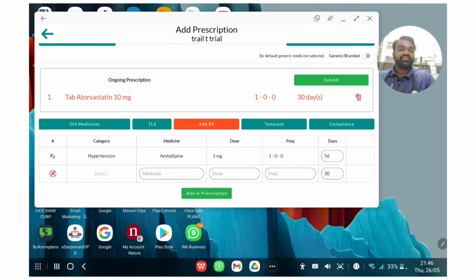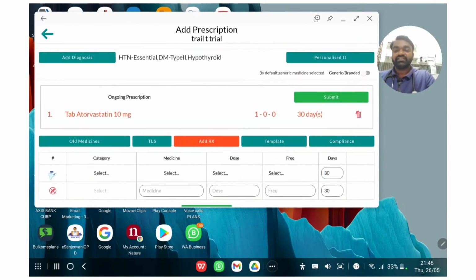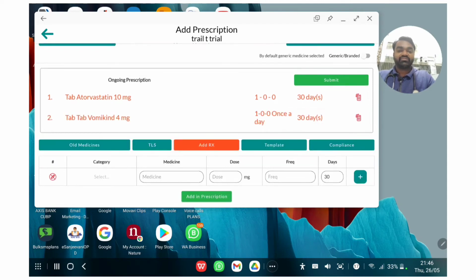So you don't have to choose any category over here. If you go like this, you just have to select and unselect for that. If I select like this, then I can type the tablet Womikind like this, and dose, suppose you have 4, frequency you can make it anything else, or once a day, something like that, and then add into the prescription. After clicking this add in prescription, the medicine has come over here. So this way the prescription is getting added into the system.